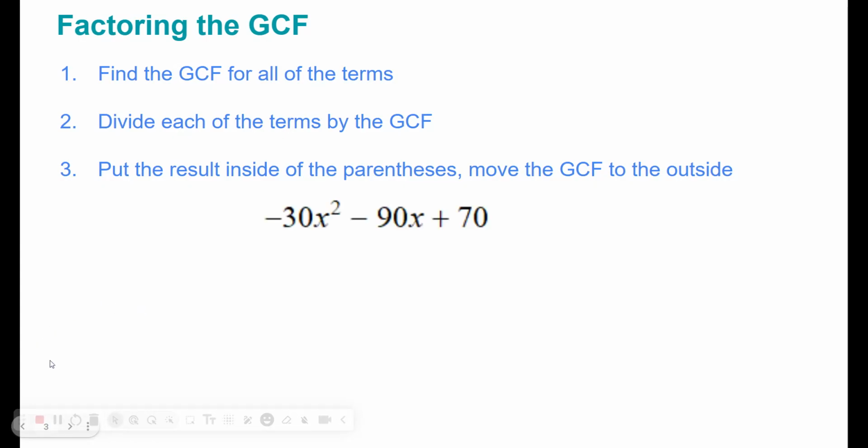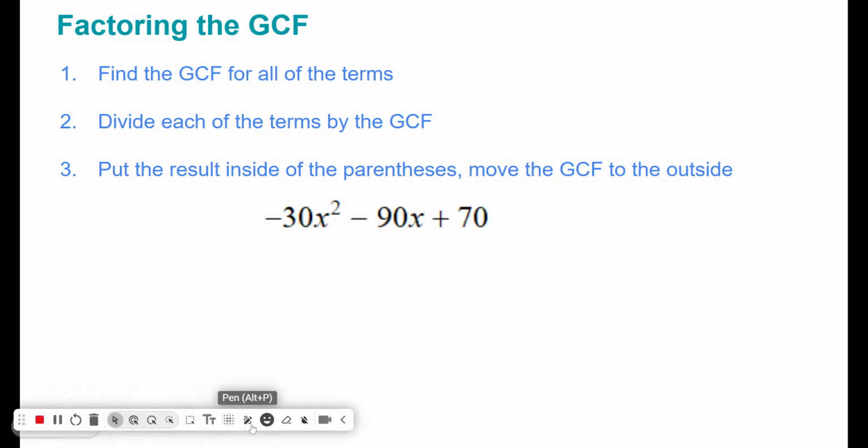Here we go. There's an example. We've got negative 30x squared minus 90x plus 70. If there's any positive symbol, then the greatest common factor is going to be positive. If all three are negative, then we can have a negative greatest common factor. But here this is not the case because we are adding 70.